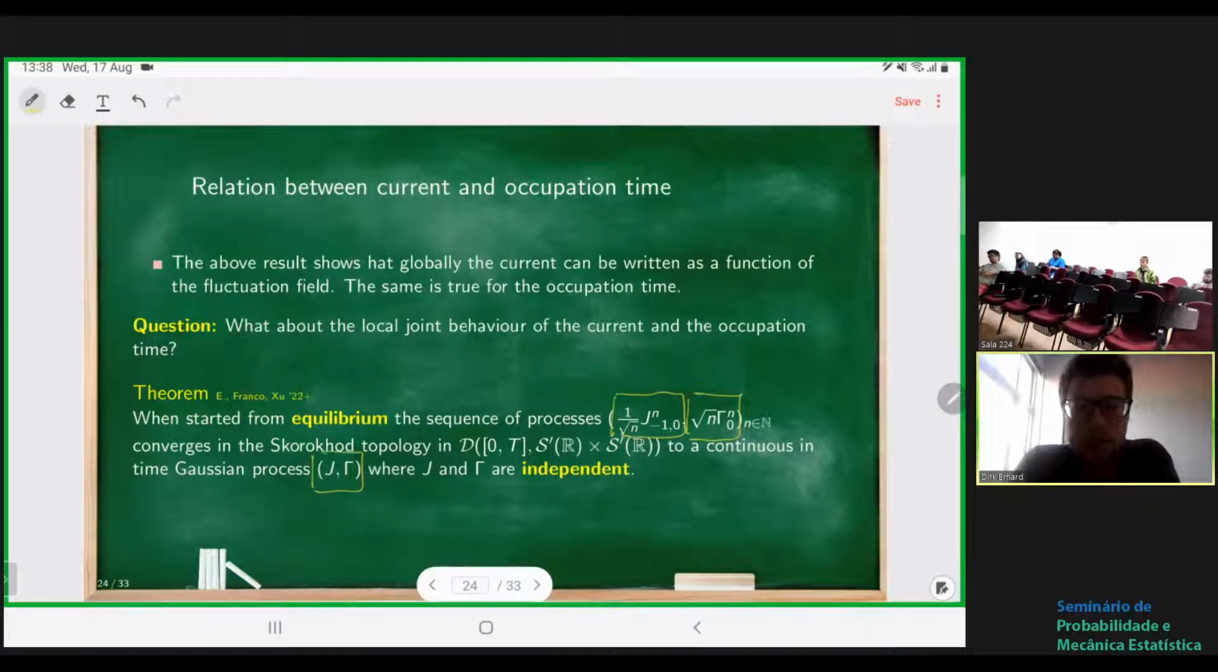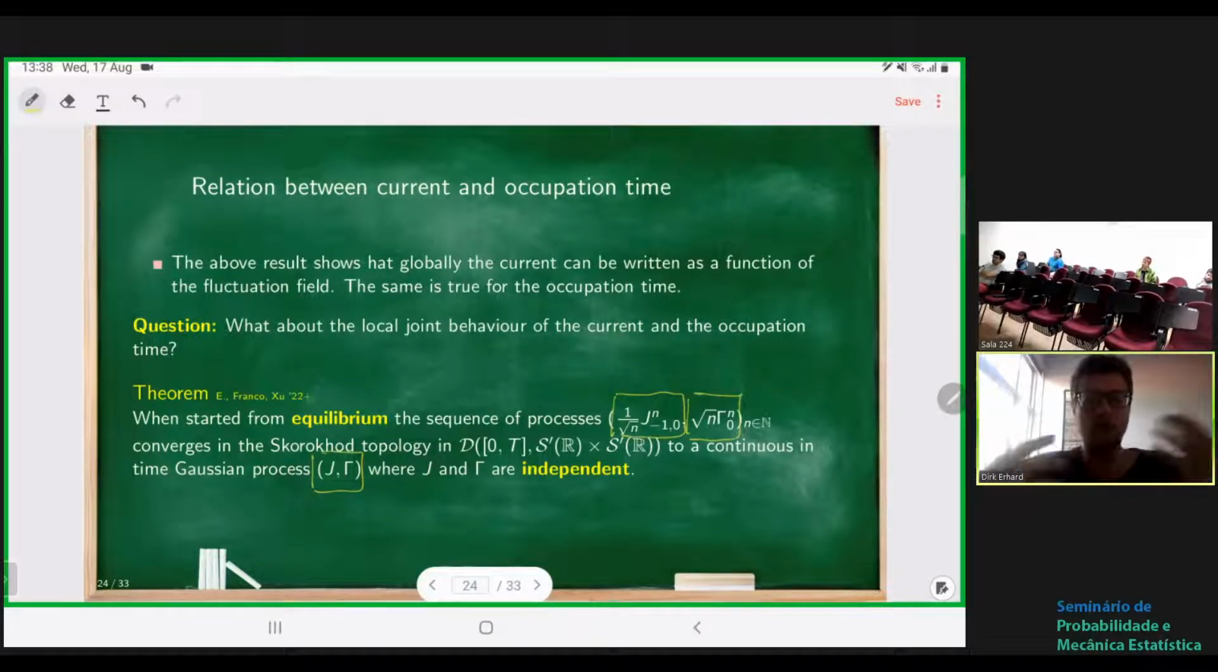So this result shows that even though, at least in equilibrium, globally current and occupation time you can write in terms of the fluctuation field, locally they're independent. Yeah? And this came a little bit as a surprise to us, so I will sketch the proof, and the proof is not so difficult.